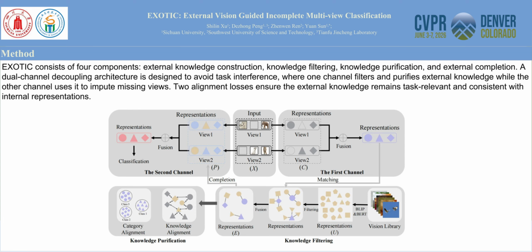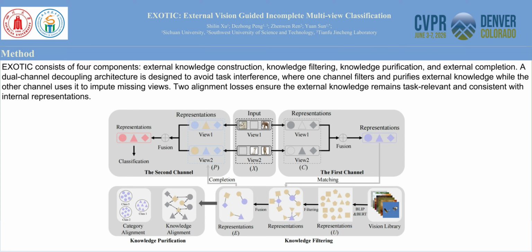Second, knowledge filtering. Directly using all external knowledge would introduce noise and irrelevant information. So for each sample, we compute the cosine similarity between its internal representation and all external knowledge embeddings, and we select the top k most relevant ones. Then we average them to obtain a sample-specific external knowledge representation.